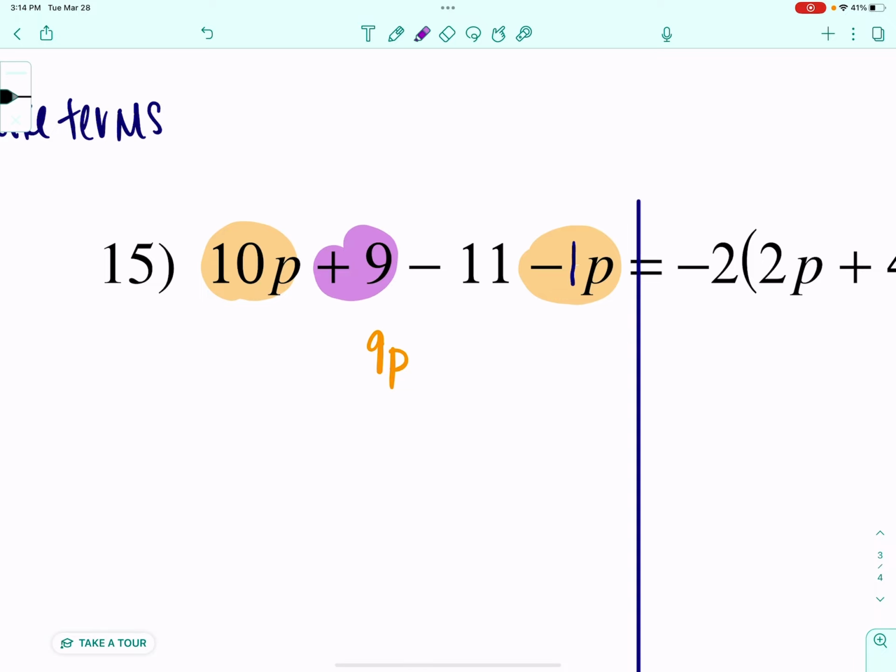Then I have a positive 9. It is just a constant. And a negative 11. That is also a constant. When I have two constants, I can combine those. So 9 minus 11 is a negative 2.